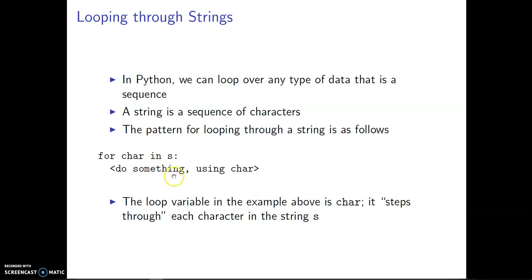Let's say we have a string that we just call S. That's our object that happens to be a string. And for character in S, we're going to loop through and do something using that value for character. So the looping variable here is character, and it's going to go through each component that makes up the string stored in the object S.